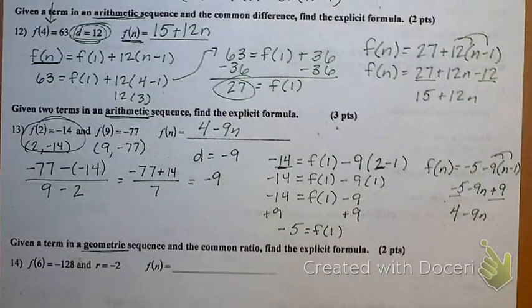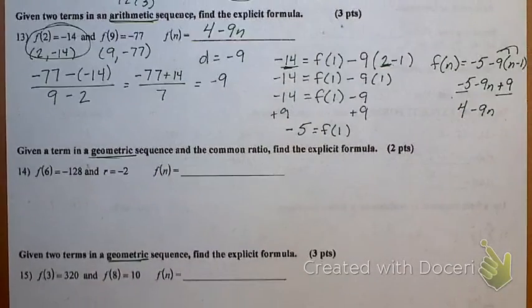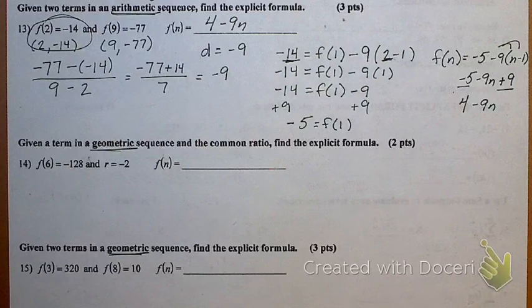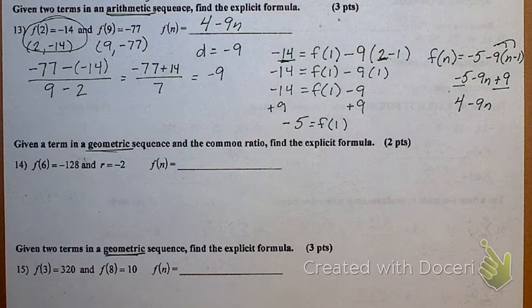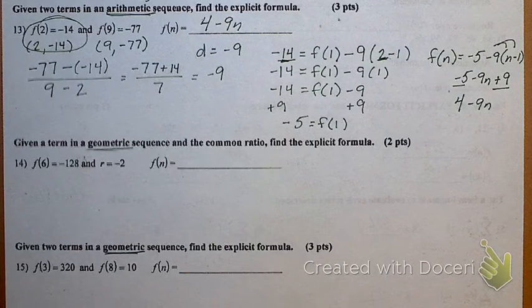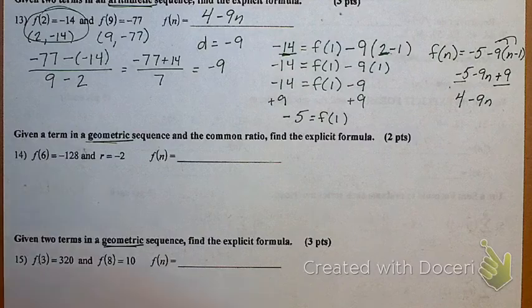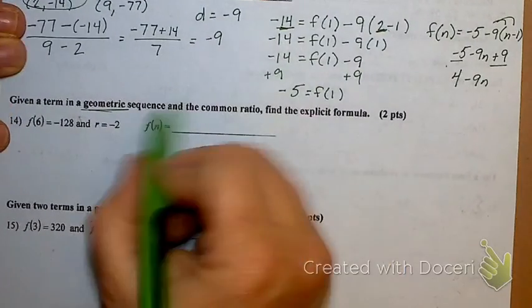Wait, being that they gave us the second term, couldn't we have just subtracted negative 9 from it? Technically, yes, but I wanted to show you how it was if they give you the 5th term or the 8th term or whatever. They could give you the 30th term. Okay? All right. Geometric.